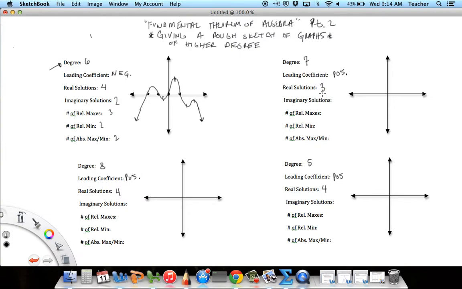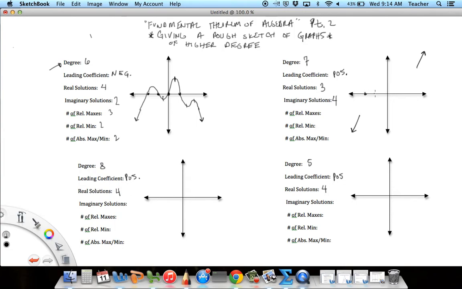It has 3 real solutions, which makes it have 4 imaginary solutions, so I know I'm okay in that area. We know that it's going to end positive, so it's going to end going up here, and because it is an odd degree, we know it's going to start here. Okay, so in between this little section here, I need to graph all this information.